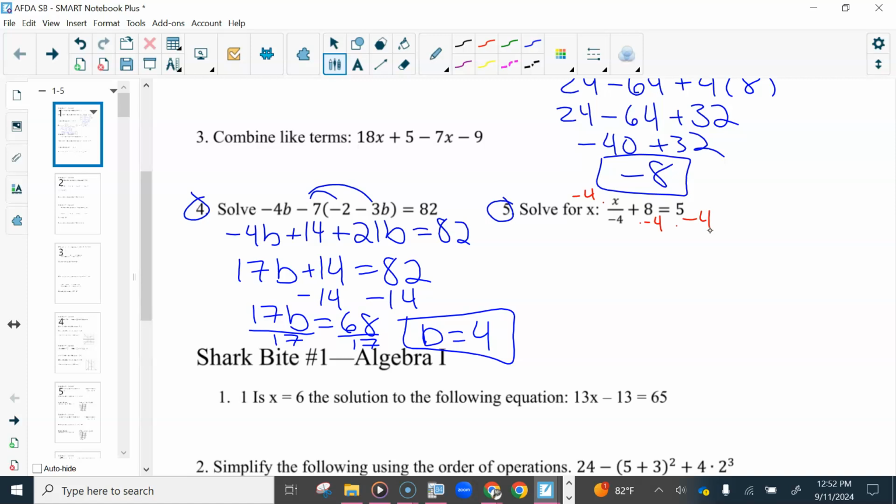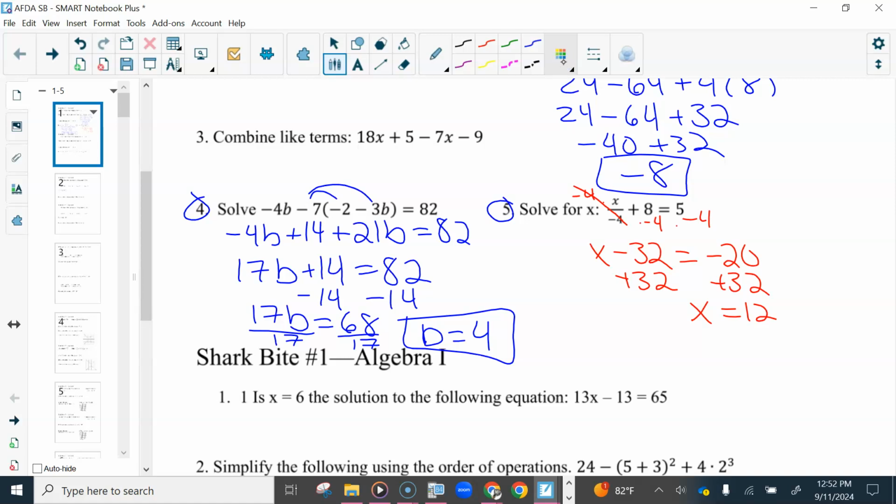So if I multiply, I have to do it to everything. I can't just do it to this part. So that these -4's cancel. This becomes -32. And this becomes -20. By multiplying to everything, I've gotten rid of the fraction. I don't have to deal with it anymore. And now I can add on both sides. Your answer should have been 12.